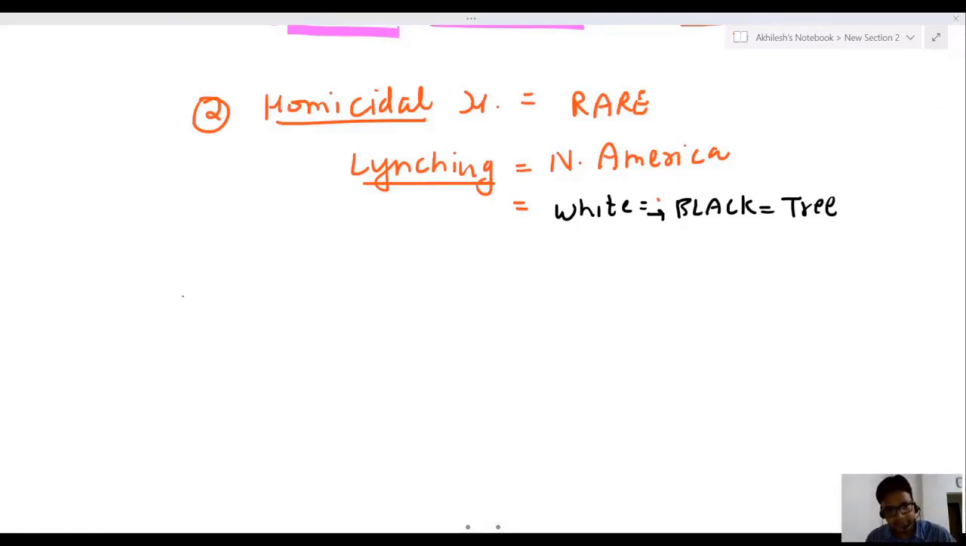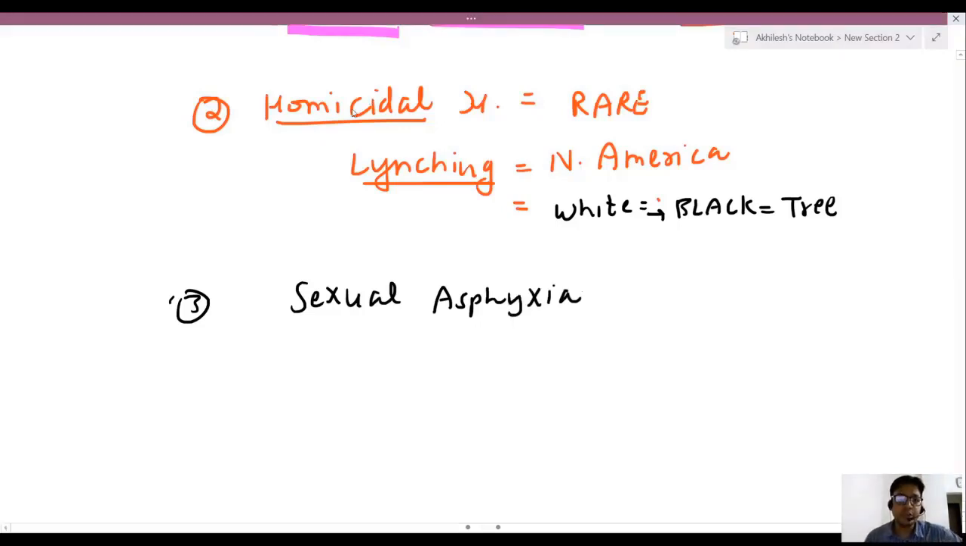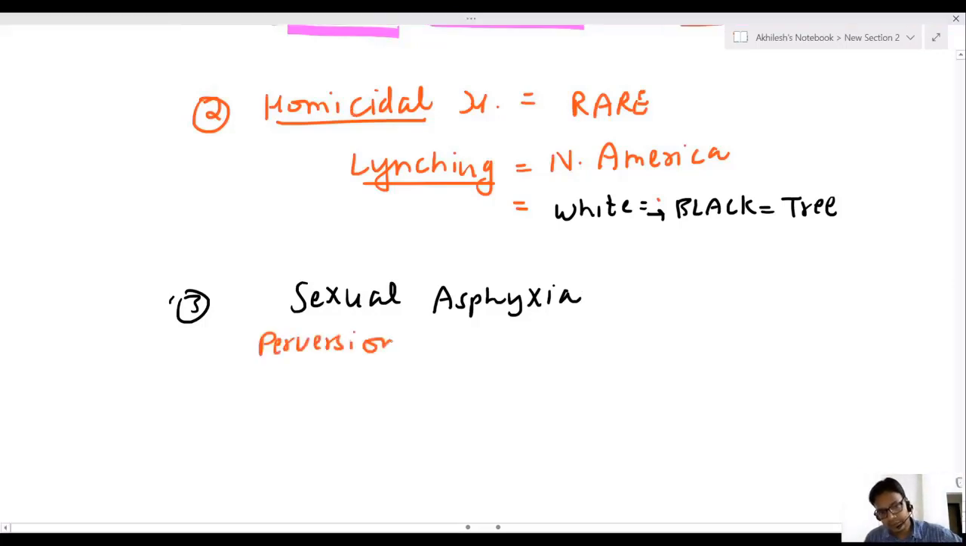Now, sir, the third hanging is sexual asphyxia. Now, sir, what is sexual asphyxia? Sir, see, you are using sexual perversion, like masochism. Masochism is self-suffering, or transvestism.